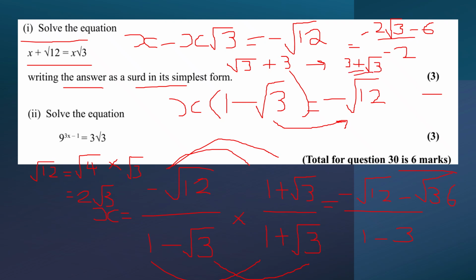So I first rearranged it to make x the subject. So I subtracted x root 3 on both sides and subtracted root 12 on both sides to give me this equation here. I then factored out the x, divided through by 1 minus root 3, and then rationalized the denominator by multiplying the numerator and denominator by the conjugate of the denominator. So essentially this, but we flip the sign in the middle to create the difference of 2 squares.